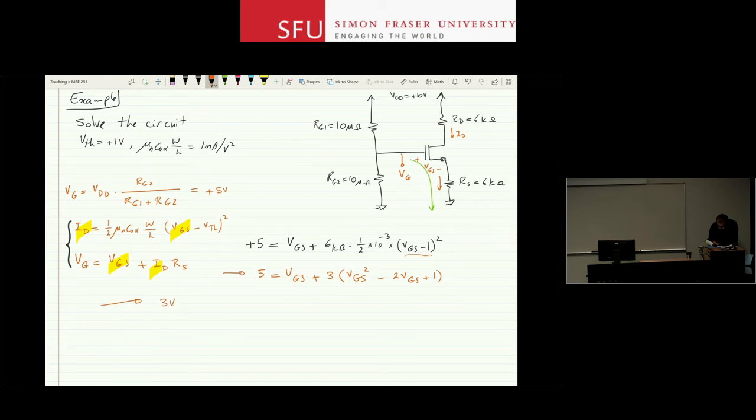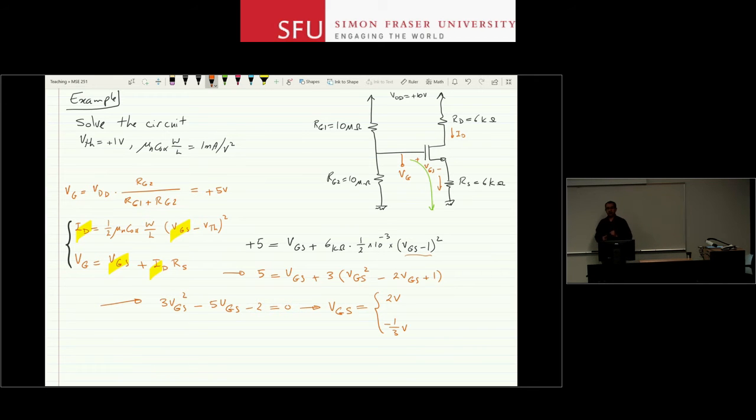Arrange it, so 3 VGS squared minus 6 VGS, and then you have 1 here, so that's minus 5 VGS. And then 3 here, and you do subtract 5 from it, minus 2 is 0. Solve this quadratic equation, we will have 2 possible answers. The first one is VGS is 2 volts, and the second one is that VGS is minus 1/3 of a volt. So pause the video for a second. I have 2 possible answers here for VGS.